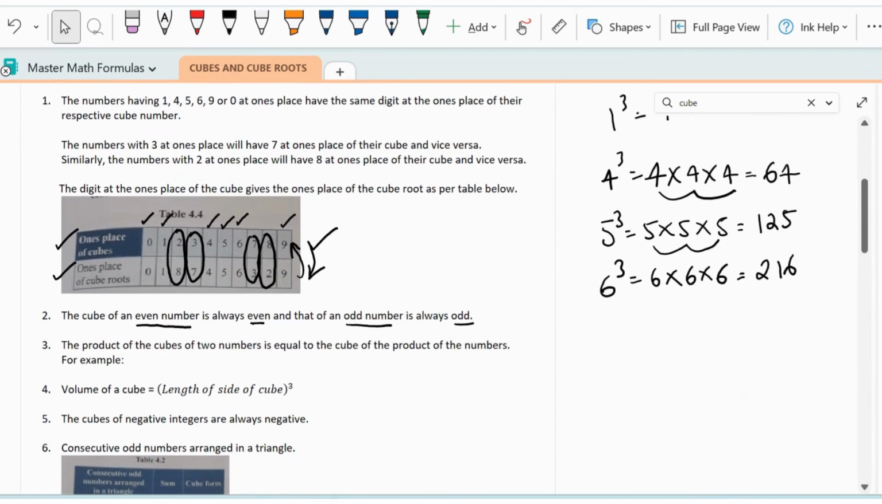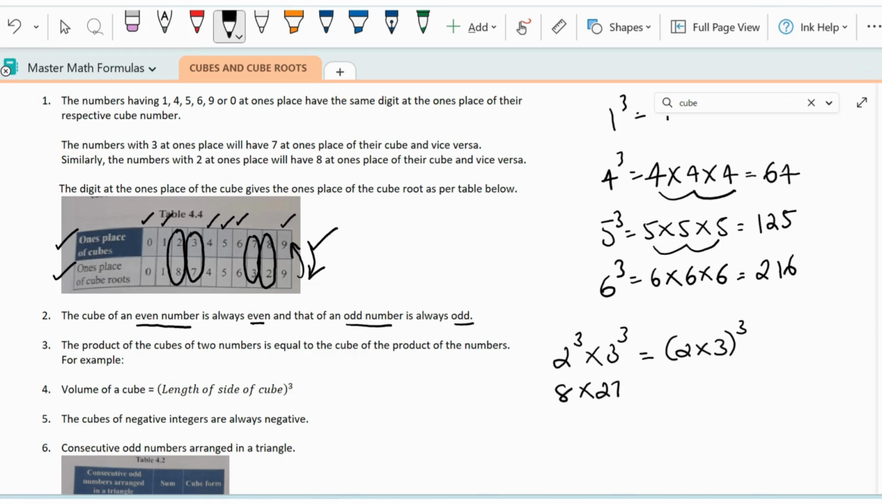Now the third point. The product of cubes of two numbers is equal to the cube of the product of the numbers. So 2 cube into 3 cube is same as 2 into 3 the whole cube. Let us verify this. This will be 8. This will be 27. Got it? This is 6 cube, which is also 216. So the product of cubes of two numbers is equal to the cube of product of the numbers. Okay, we are done with the second and the third.